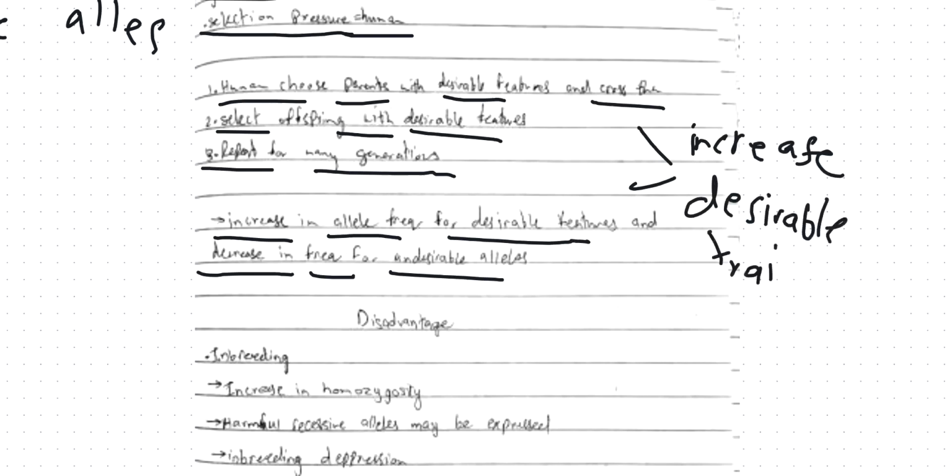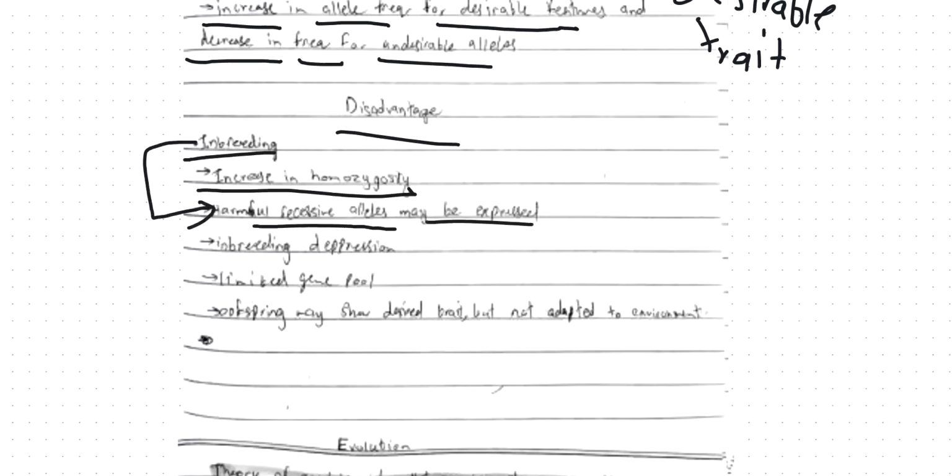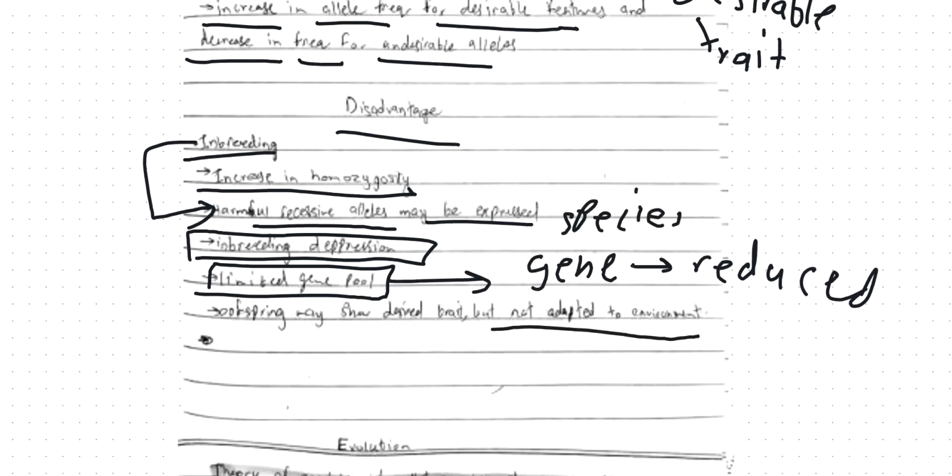There are disadvantages to this because, as I said, it will cause inbreeding. It will cause an increase in homozygosity. Inbreeding causes harmful recessive alleles to be expressed, and this will cause inbreeding depression. Artificial selection also causes a limited gene pool. Limited gene pool basically means that the number of genes in a species is reduced. This means that they are not well adapted to the environment.